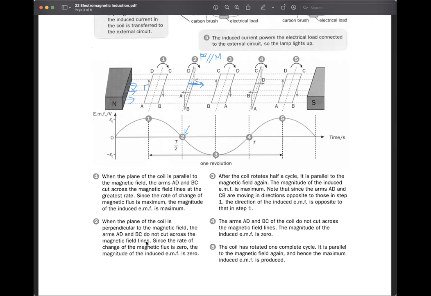okay, then it does not cut through the magnetic field line anymore. Okay, so the rate of change of the magnetic flux is zero. So the induced EMF will be zero. Okay, so the rest are not mentioned anymore. So are you clear about the concept?